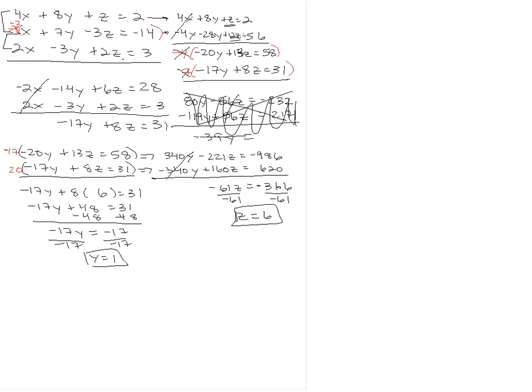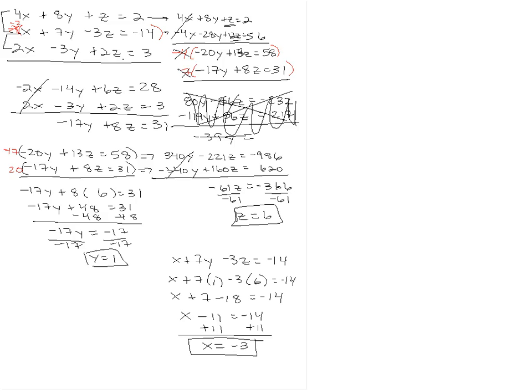Okay, we're almost done, but we still need to solve for x. So I'm going to take the middle problem, x plus 7y minus 3z equals negative 14. That was from up above. And instead of y, I put a 1, and instead of z, I put a 6. So x plus 7 minus 18 equals negative 14. So x minus 11 equals negative 14. Add 11, x is negative 3. So my answer is negative 3, 1, 6.